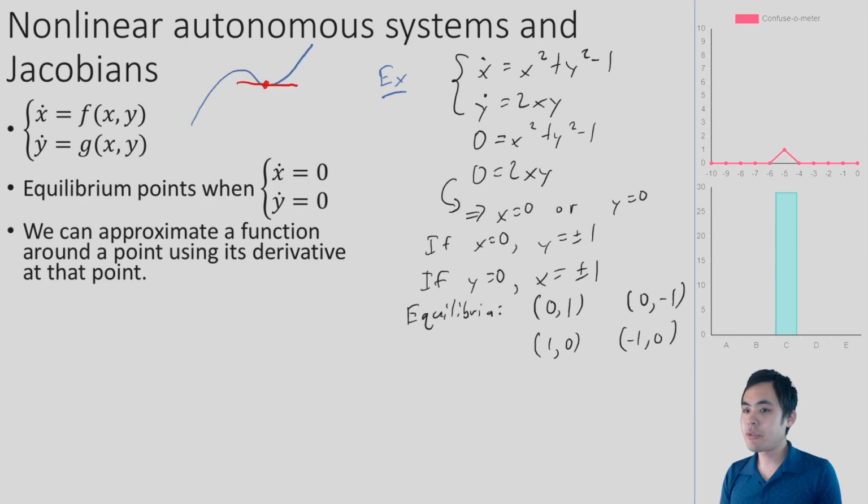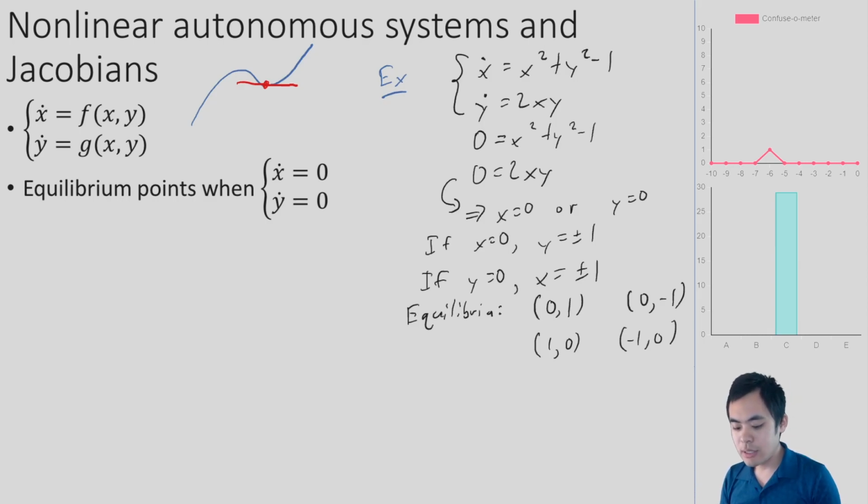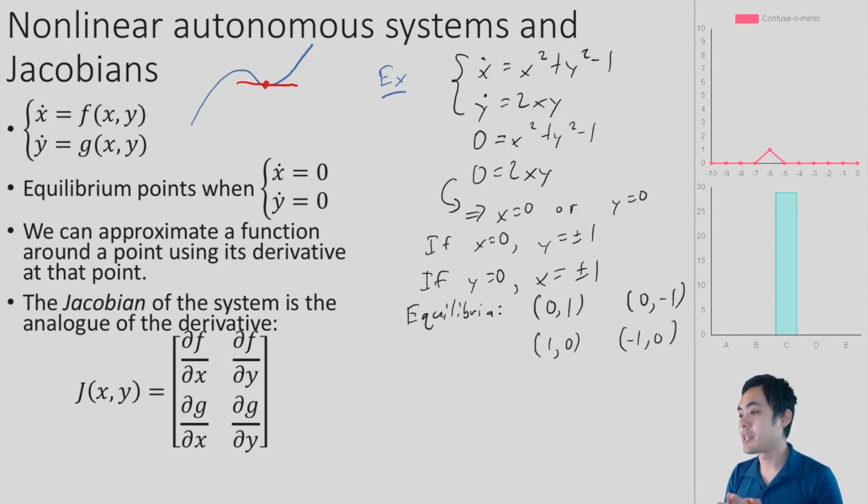So now, what is the derivative of a multivariable multi-output function? You can think of this as a function that goes from R squared, from a point in the xy plane, to R squared, a direction in the xy plane. So this is a function from the plane to the plane in some sense. And it turns out that the derivative of this kind of multivariable function is something called the Jacobian matrix.